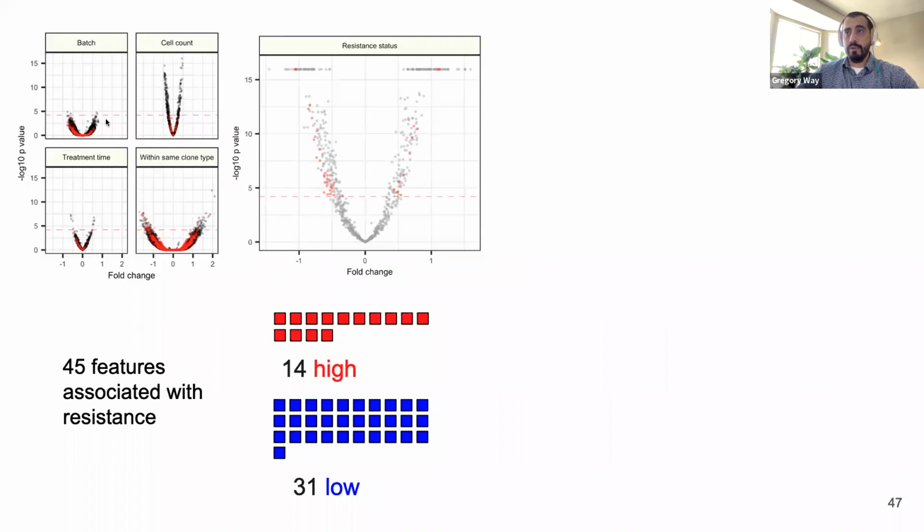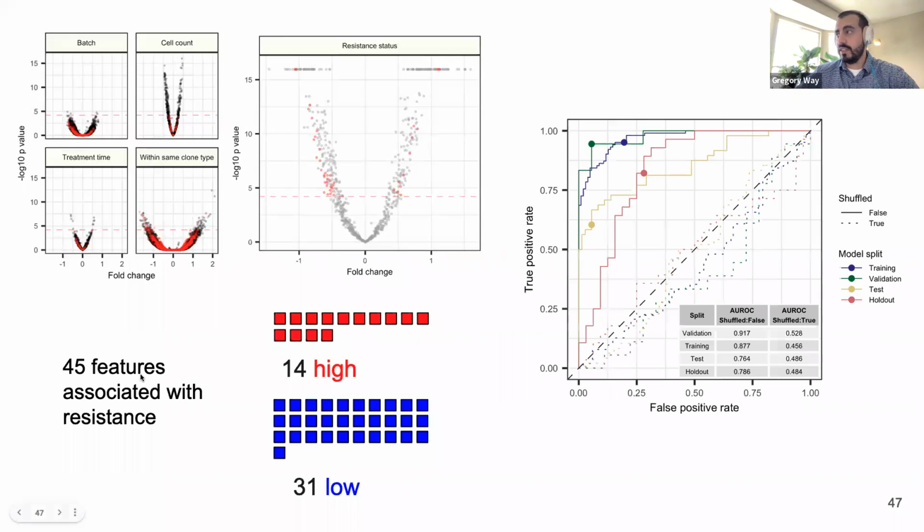More specifically, after we removed the features that also displayed signal with technical batch effects, we identified 45 individual features that were associated with resistance, and we applied these features in a machine learning framework to predict held out samples in a validation set, a test set, and a holdout set, which included clones that we didn't even include in the original model building exercise. And we found that we were able to rather robustly predict the resistance status, even in cell lines that the model wasn't trained on.